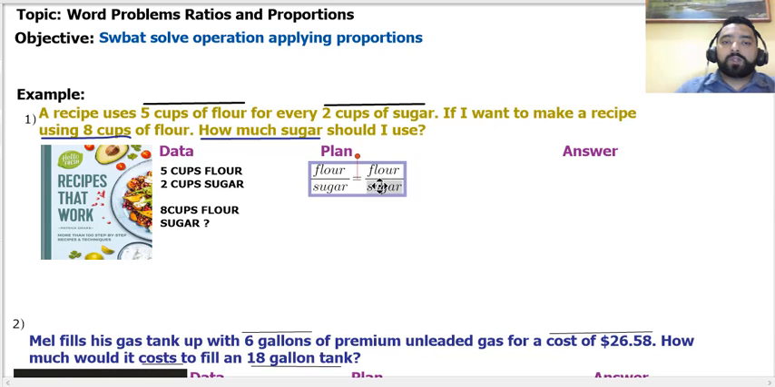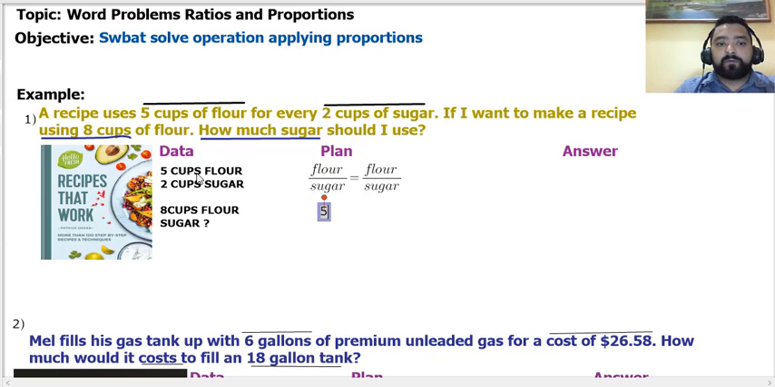Remember, basically we are going to try to find the value for the sugar that we're going to use with 8 cups of flour. The first one tells us that we have 5 cups of flour, so it's going to be 5 over 2 equals flour over sugar. In the second one we have 8 cups, but we don't know the quantity of sugar, so I'm going to use the variable S to represent the sugar.